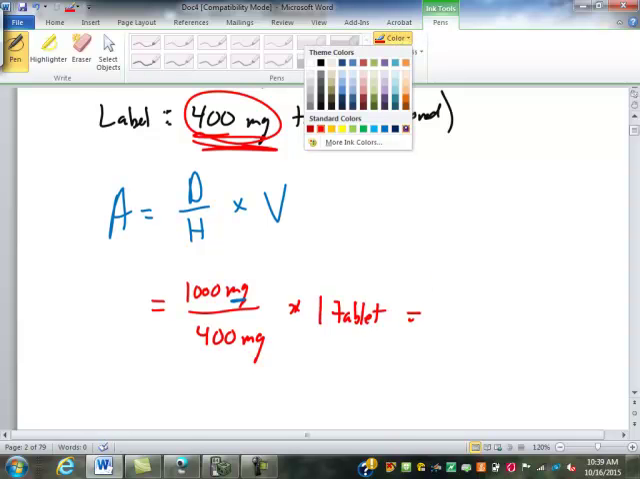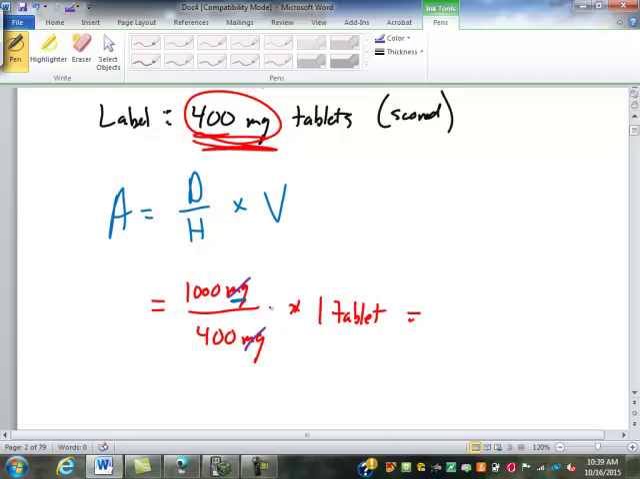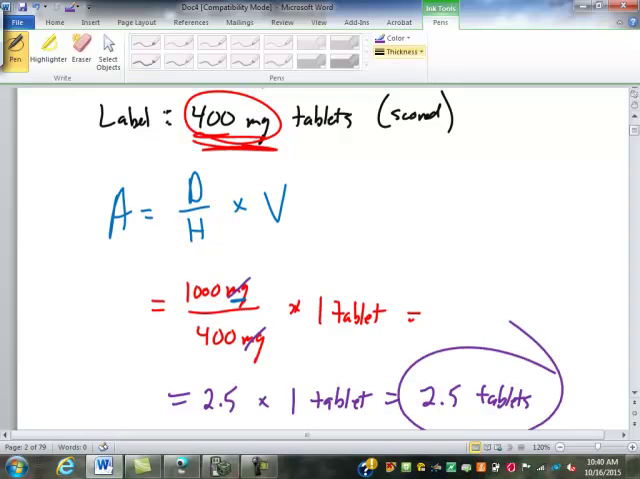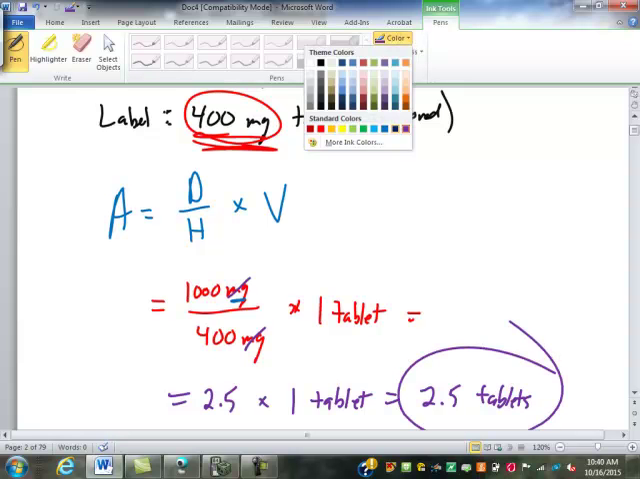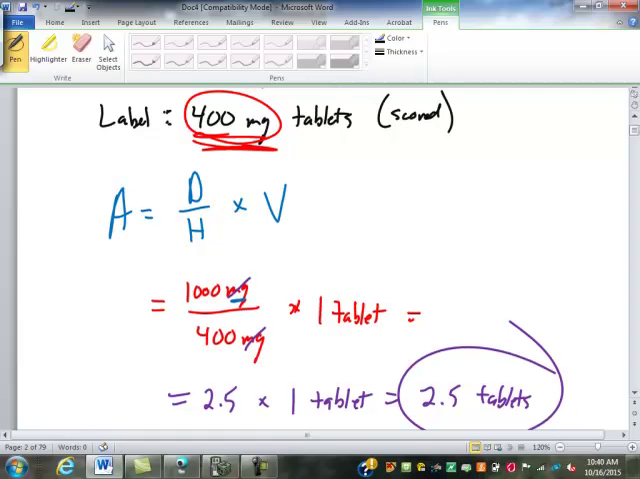So now we divide out. The milligrams divide out, which has to happen. The doctor's orders and the on-hand dose have to have units that divide out. 1,000 divided by 400 is 2.5, times one tablet is 2.5 tablets. So what you would administer to the patient is 2.5 tablets.